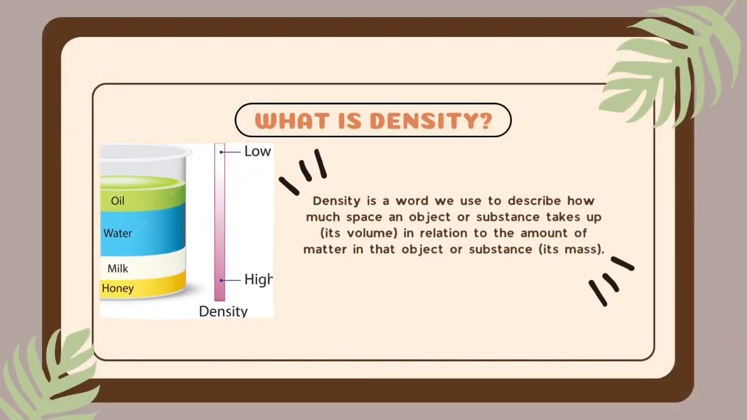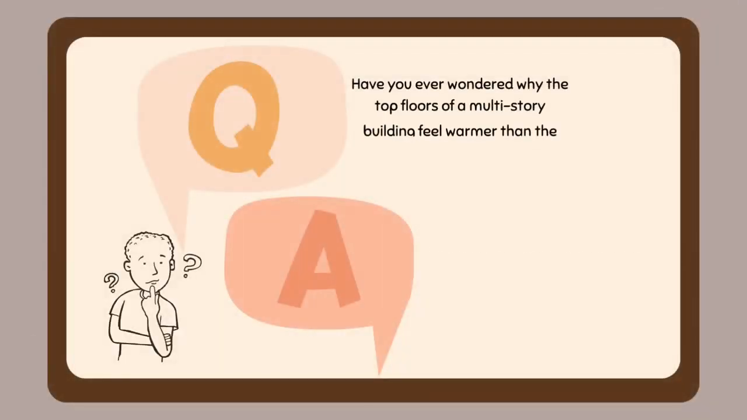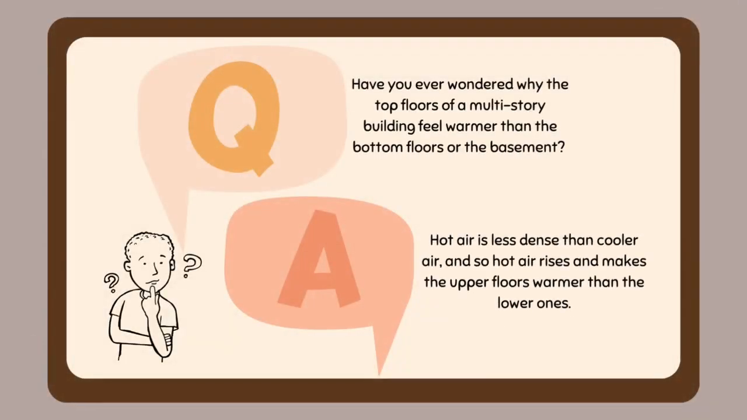What is density? Density is the word we use to describe how much space an object or substance takes up, in other words, its volume, in relation to the amount of matter in that object or substance, also called its mass. Here are some examples of science in our daily life.